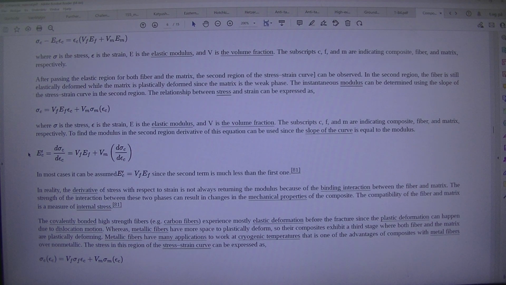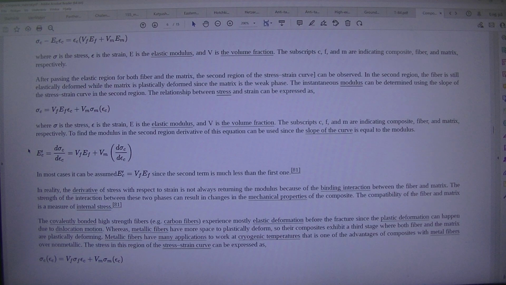The covalently bonded high-strength fibers, for example carbon fibers, experience mostly elastic deformation before the fracture since plastic deformation can happen due to dislocation motion. Whereas metallic fibers have more space to plastically deform, so their composites exhibit a third stage where both fiber and the matrix are plastically deforming. Metallic fibers have many applications at cryogenic temperatures. That is one of the advantages of composites with metal fibers over non-metallic ones.